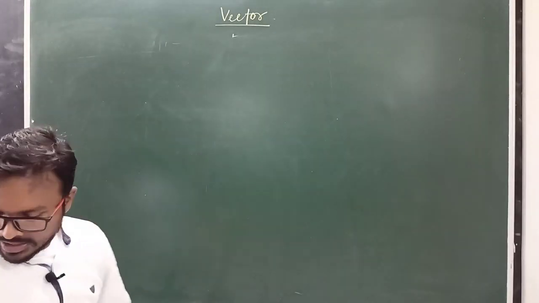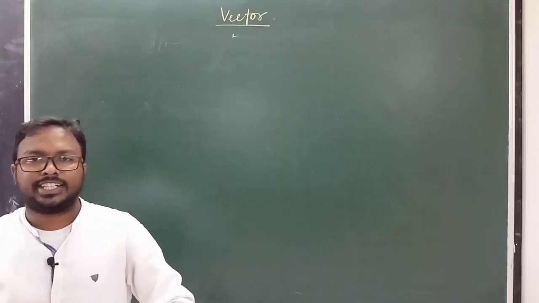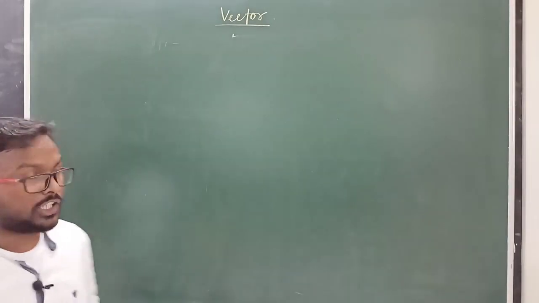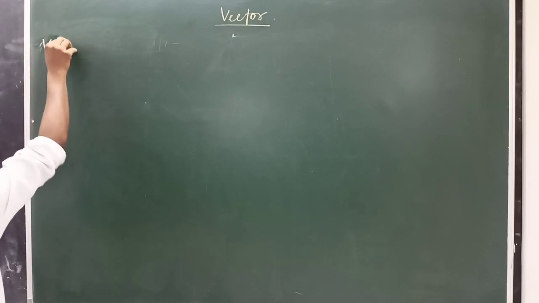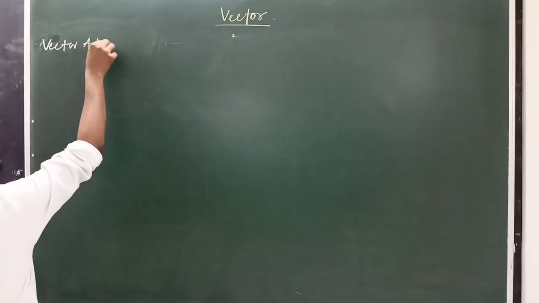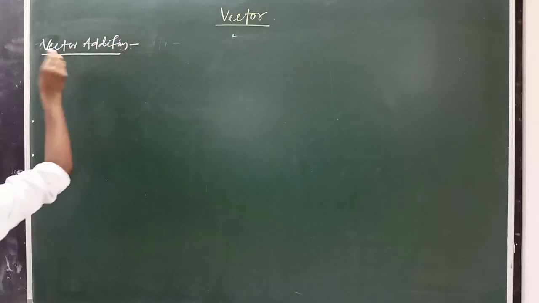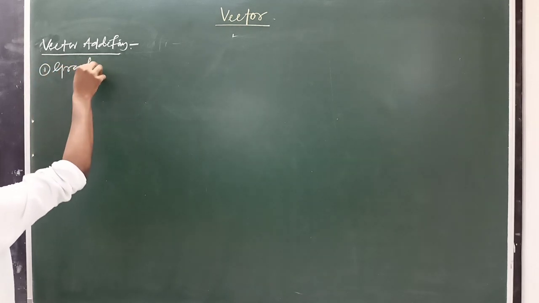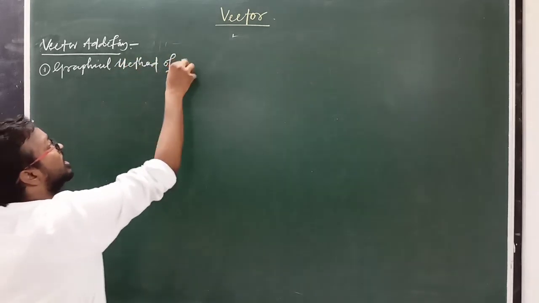Now let's start an important method in vector addition, that is known as vector addition. So how can we add two vectors? So now addition of vector, or vector addition. Vector addition is of two types. First one, graphical method of vector addition.